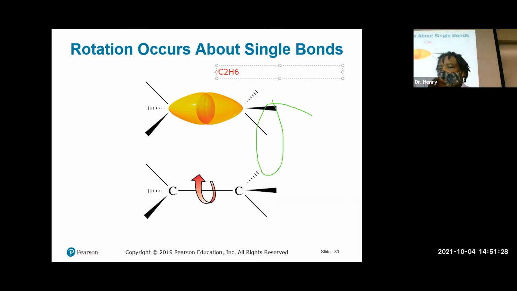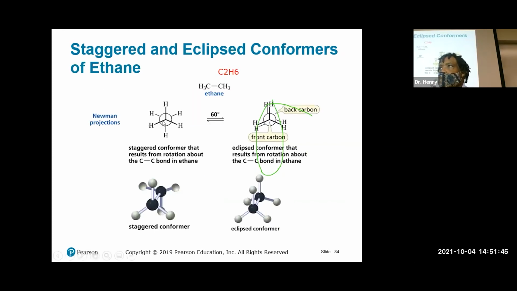So what we often do when we do our drawings is represent this so that we can see that it's able to rotate and that things are staggered or eclipsed. So we draw what we call a Newman projection. This is a Newman projection where this represents the hydrocarbons, and then you can see the hydrogens. In this case, this one would be our staggered conformation and this one would be our eclipsed conformation. The difference between those is 60 degrees. So a 60-degree turn will allow one to be staggered and the other to be eclipsed. So Newman projections are drawn like this.